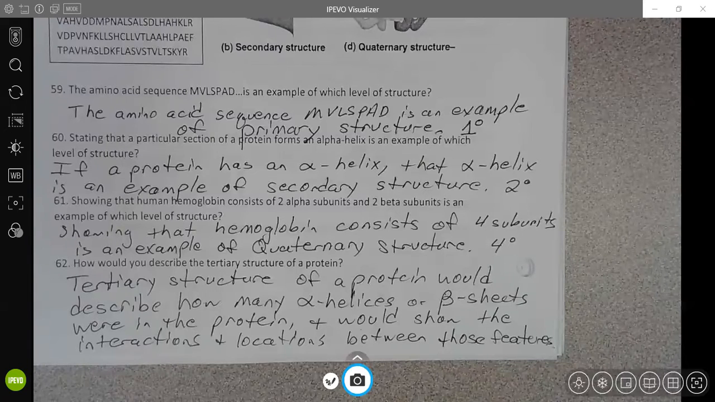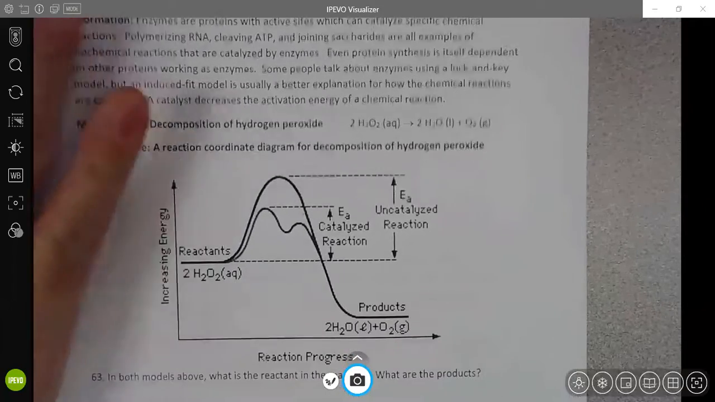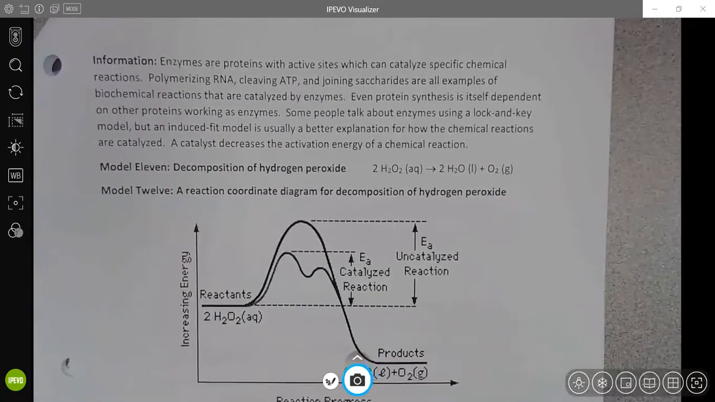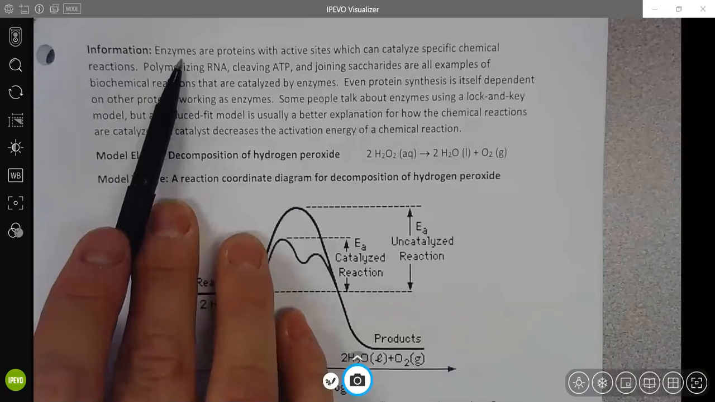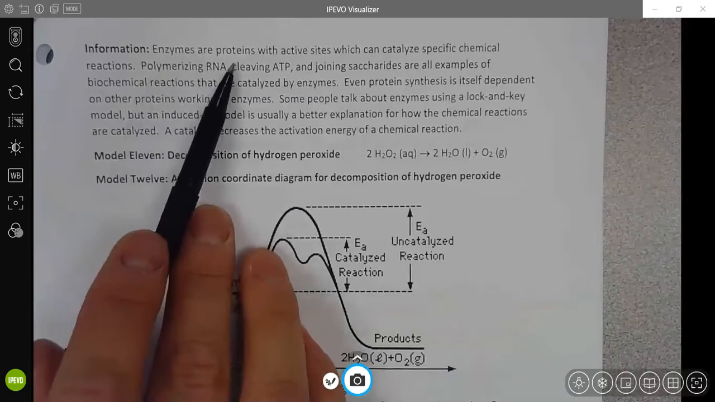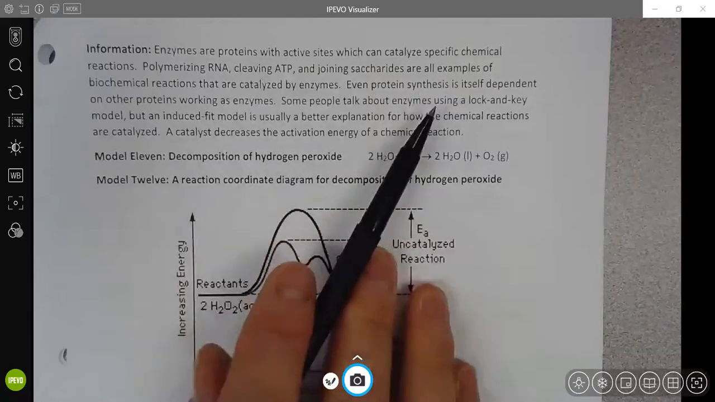Now, what happens when these protein chains fold in particular ways? What happens when these subunits come together is that some proteins will have little pockets inside of them. And those pockets can actually help chemical reactions occur. Specifically, these proteins that help chemical reactions happen are often known as enzymes. So enzymes are proteins with active sites, which can catalyze specific chemical reactions.